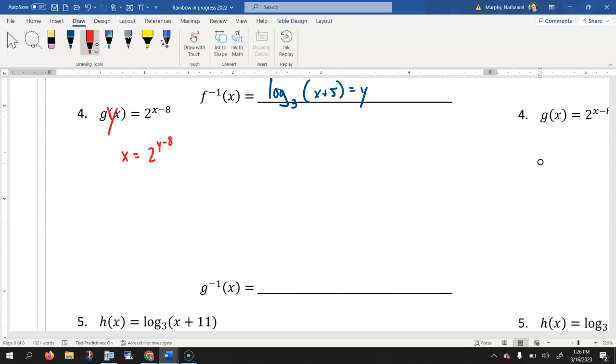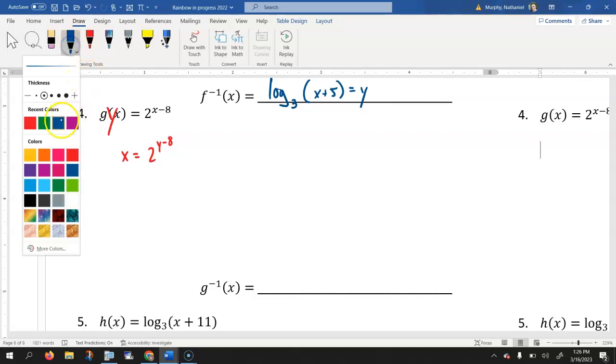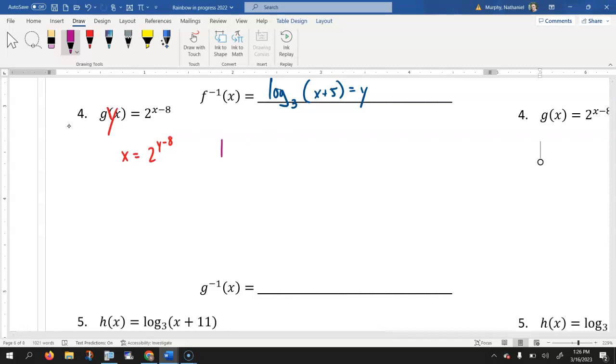So the only way to fix this would be to change the form it's in. So I'm going to change it to logarithm form. So our base would be the 2. Our value is what it's equal to, the x. Remember, all logarithms equal your exponent, which is y minus 8. So now to solve for y, we would add 8 to both sides. So that would be your answer.